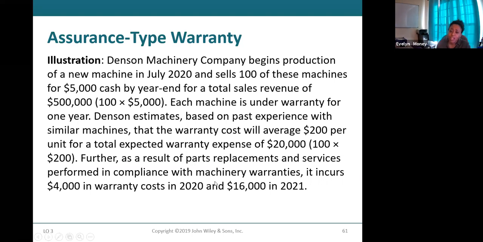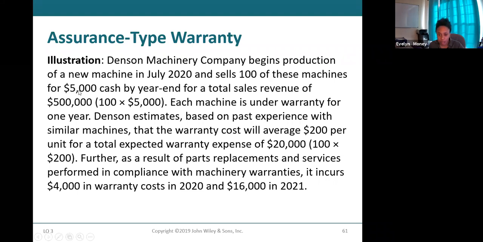This is a long example, tons of words, but I promise you once we sift through it, we're going to be able to pick out what we need. So we have this machinery company, and they begin producing this new machine in July, and they sell 100 of these machines for $5,000 cash by the end of the year. So we have our sales revenue.